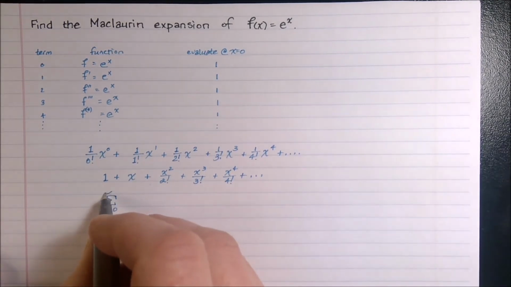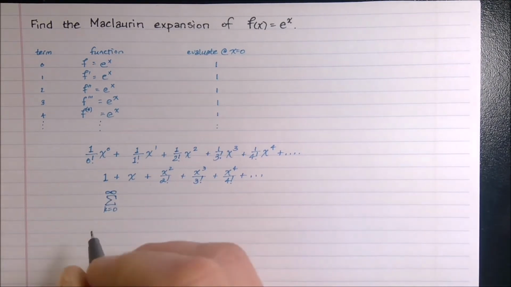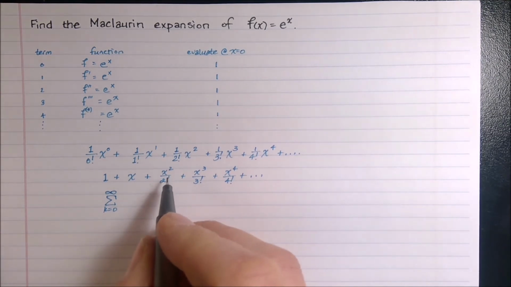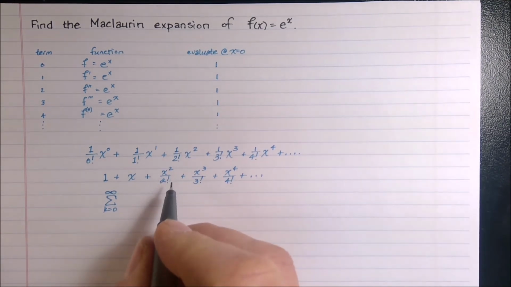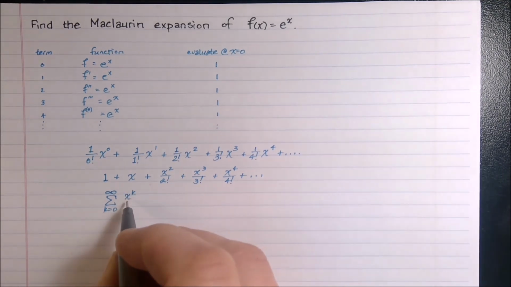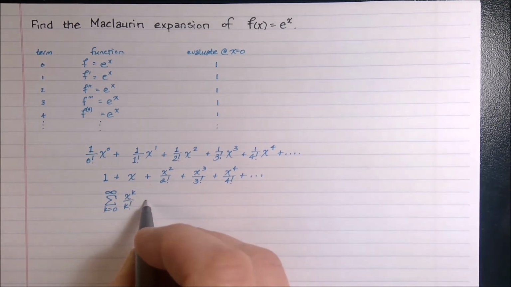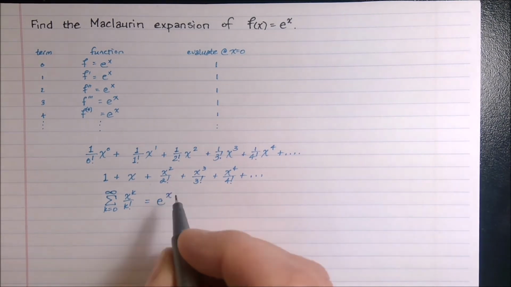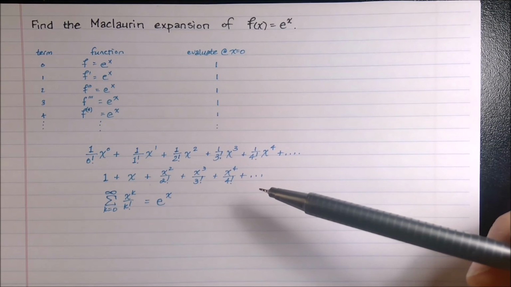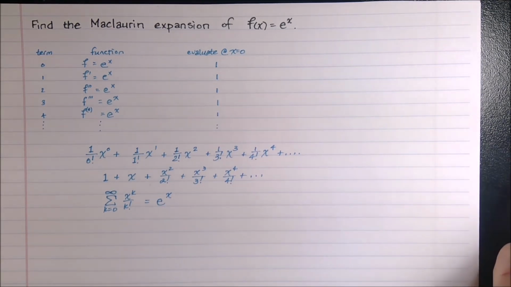So if I want to write this out, I've got, let's see, it's going from 0 to infinity. And each of these looks like x to the k over k factorial. So this infinite series, the Maclaurin expansion of the function e to the x, will be exactly equal to, it will converge to e to the x.